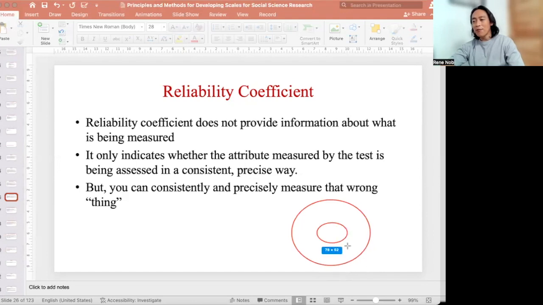So let's say, for example, that we have a target here. So here's a bullseye mark.